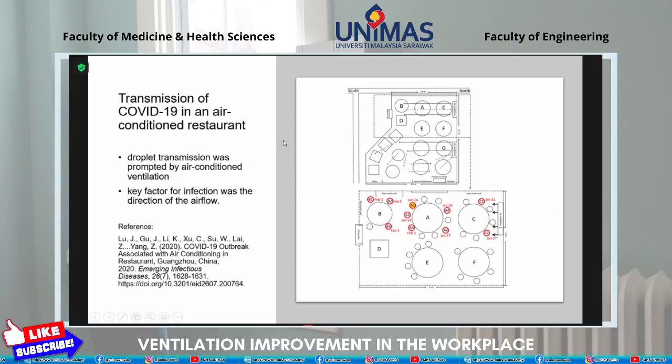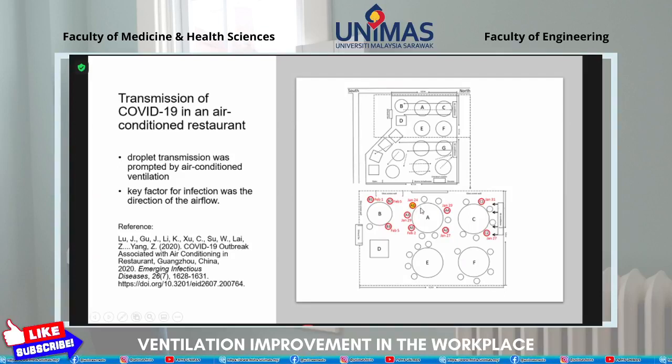So in one restaurant in Guangzhou, the evidence says that the transmission of COVID-19 was consistent with the direction of the airflow of the air conditioning system. If you look into the diagram above and compare with the diagram at the bottom, you can see those in the red circle are those who were detected positive for COVID.